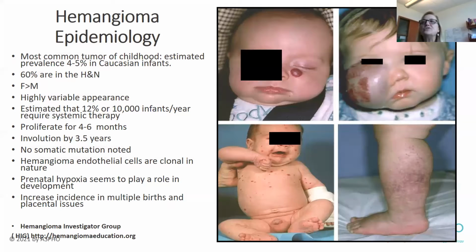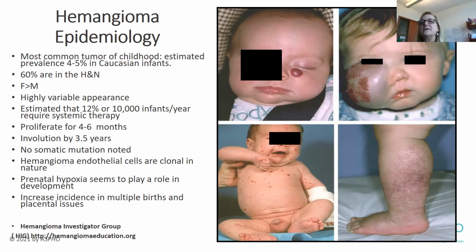They have a particular growth period where they're not usually present at birth. You might see a slight stain, but then they proliferate, and their proliferative period is between 4 and 6 months. And then they stabilize and involute, and usually the involution is completed by 3.5 years, but sometimes it takes a little bit longer than that.